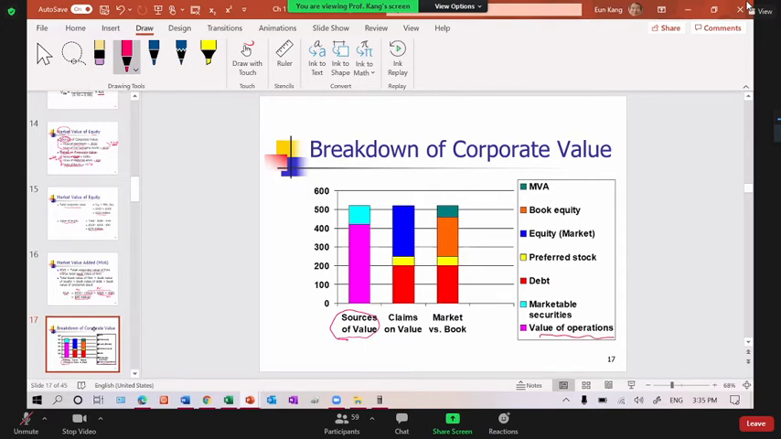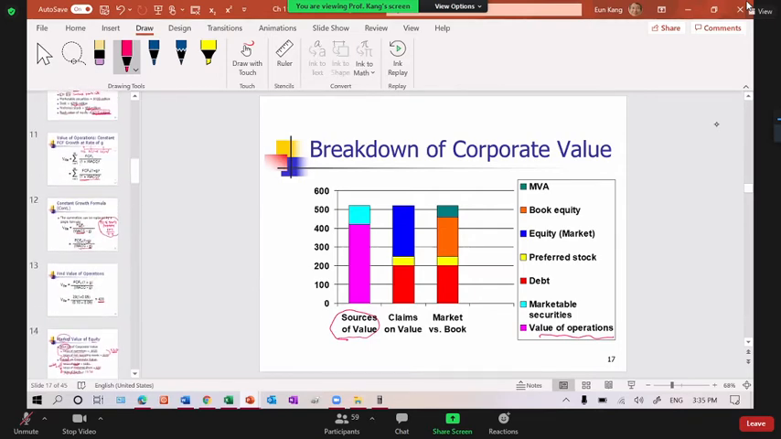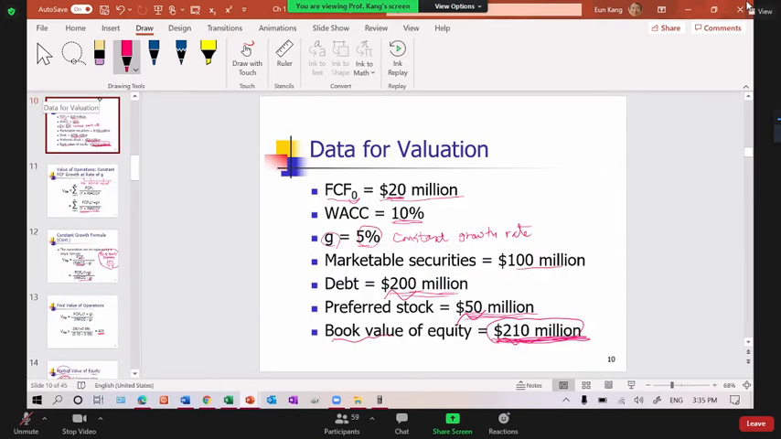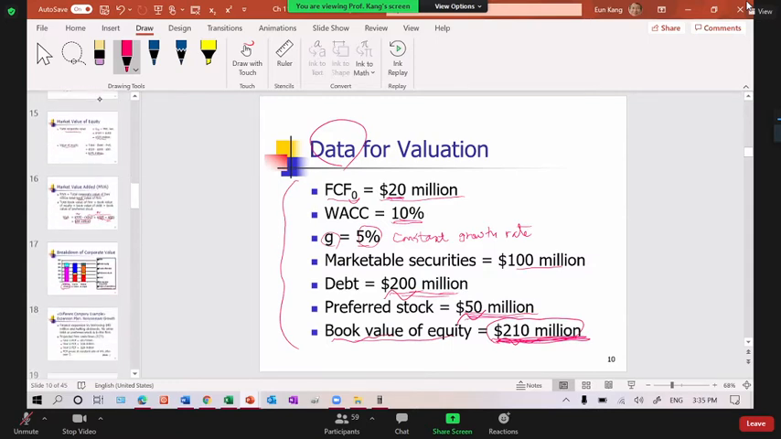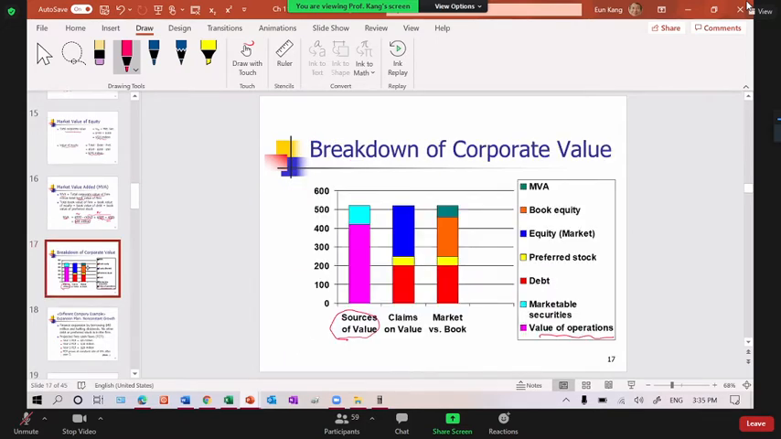Professor? Yeah. I lost you at where you get 210. I'm trying to figure it out. Oh, that, as I said, is given. Book value of equity is 210, and the data for valuation are given. Okay? Oh, thank you. Thank you for asking. That probably helped somebody else. So please don't hesitate to ask questions.